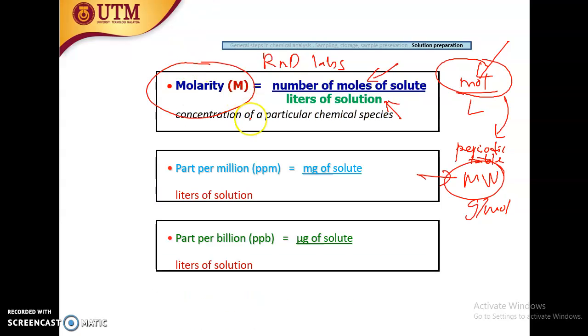Part per million is milligram of solute per liters of solution. The liters of solution is still the same, but this time you are using the mass of your analyte. That means that you weigh the chemical, provided that it is a single species, the element that you want.